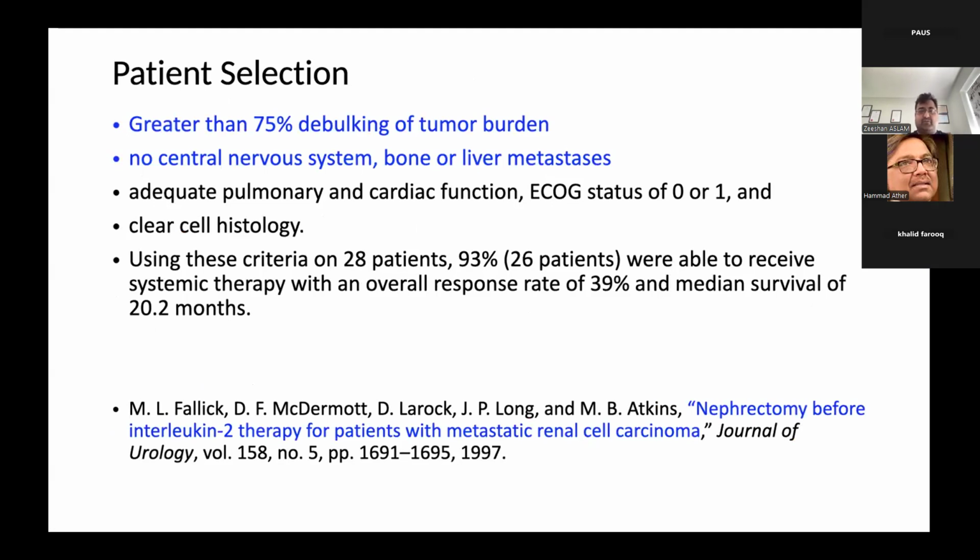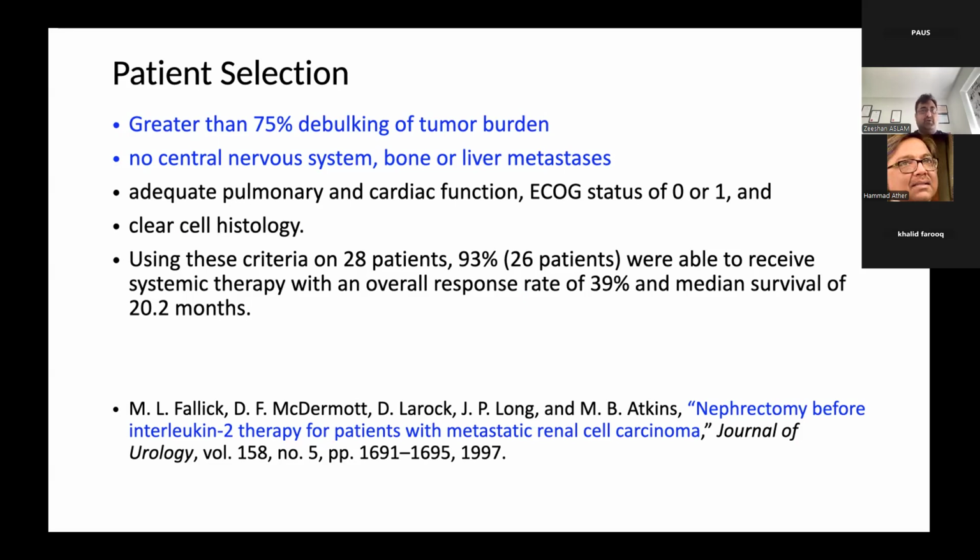So we'll look at a few historical studies. This study was again in the previous era, before the modern cancer drugs, where they defined the group in which you can achieve 75% debulking of tumor. For example, someone who has an 8 centimeter renal mass and has lung and lymph node disease which is less than 2 centimeters overall, then that's where we are achieving significant debulking. One of the criteria was no CNS, bone, or liver metastasis.